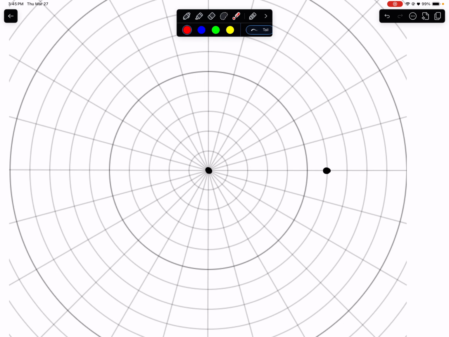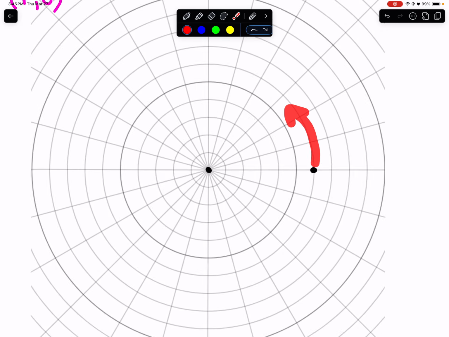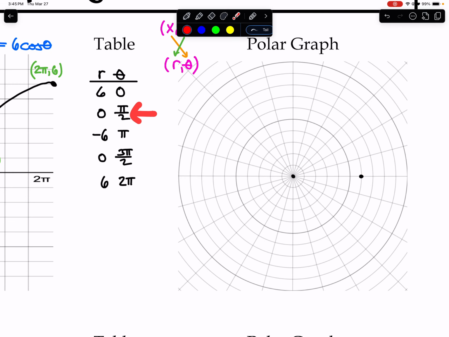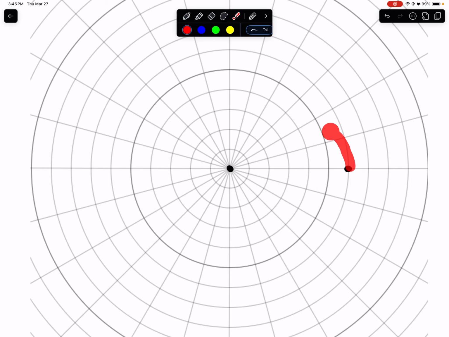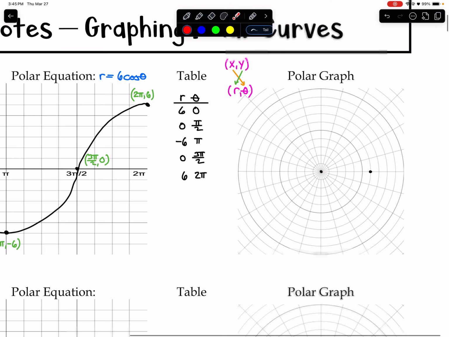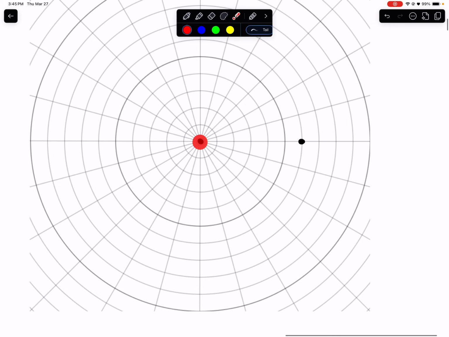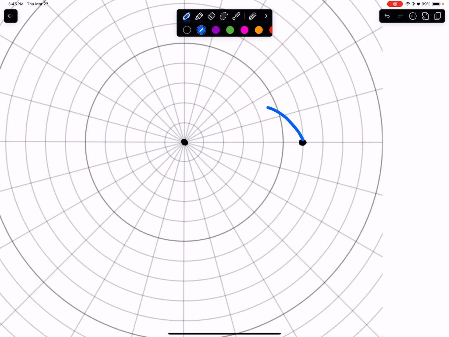So what's going to happen, as I go counterclockwise on my grid, as we get closer and closer to pi over 2, the distance is going to be 0, which tells me I'm going to go this way, and then I'm going to get close to the pole as I keep rotating. And then what's going to happen, because my values become negative, then we're going to pass through the pole and it's going to get reflected. So what's going to happen is my graph is actually going to be a circle.